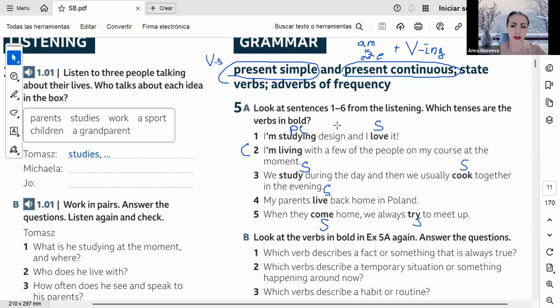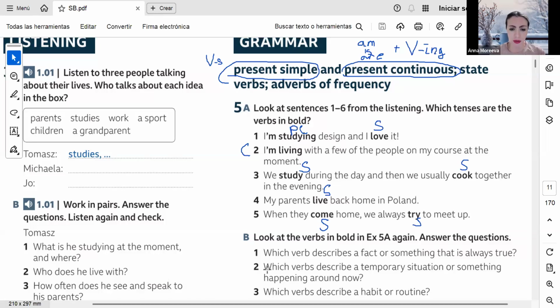For example, we say not at the moment something happening, but in general. For example, I love it. Not now, but it was yesterday. I loved to study design, and it is today, and it will be tomorrow. So this is something that is always true. Or, for example, when they come home, we try to meet up. So every time they come home, it's always true.